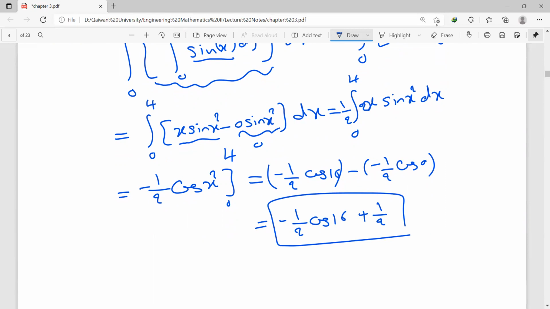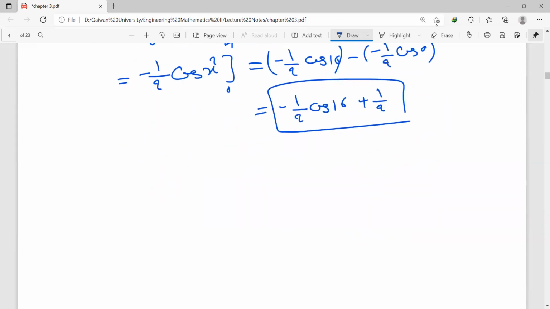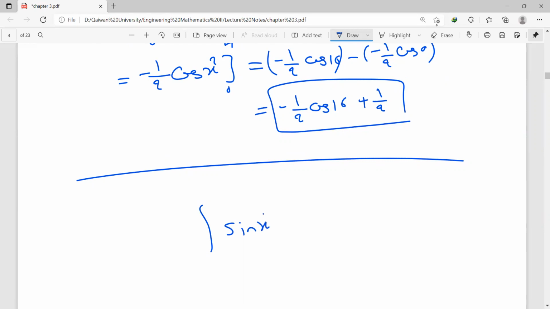If we have, let's say, the integration of sine x squared dx, we must have the derivative of the angle. Then we can find it. How do we create the derivative of the angle?